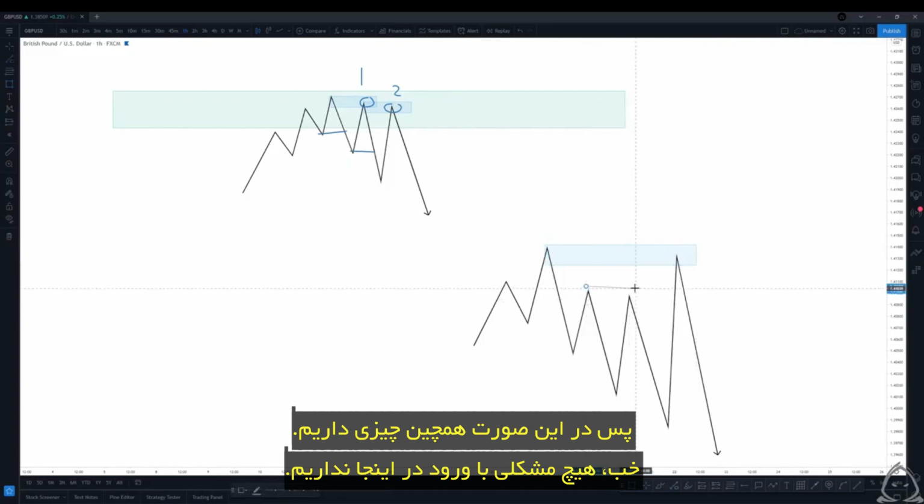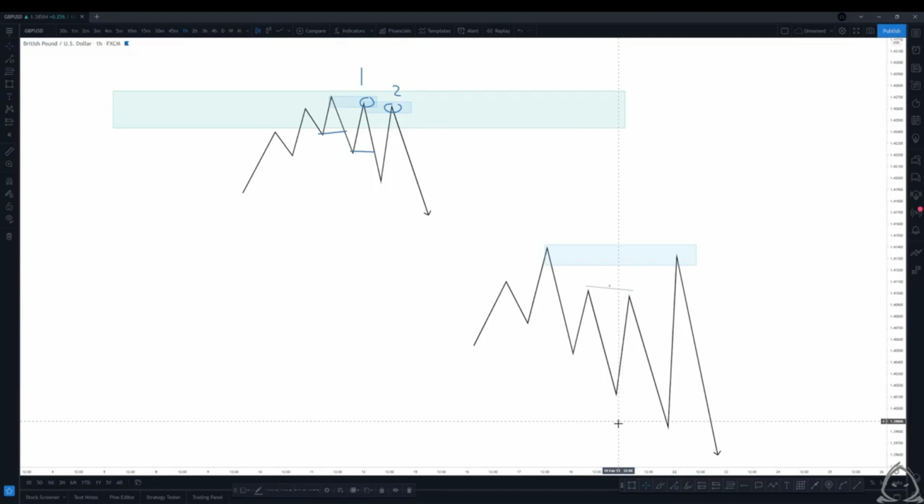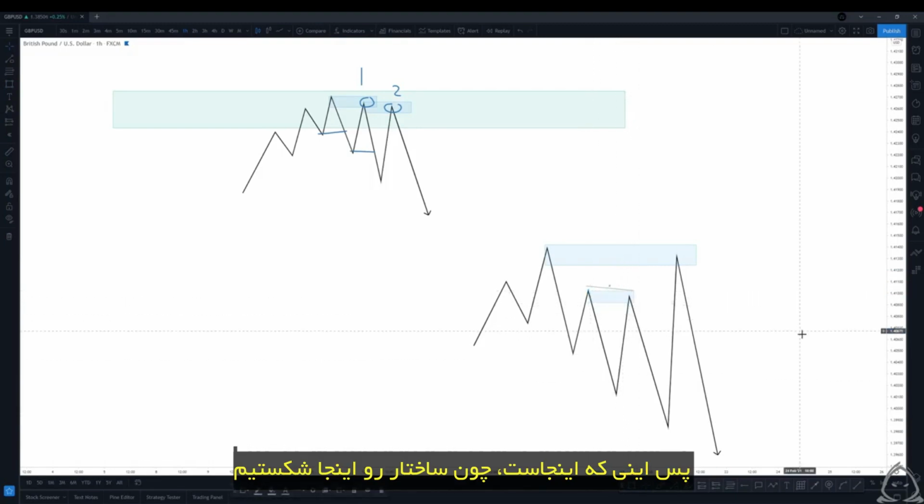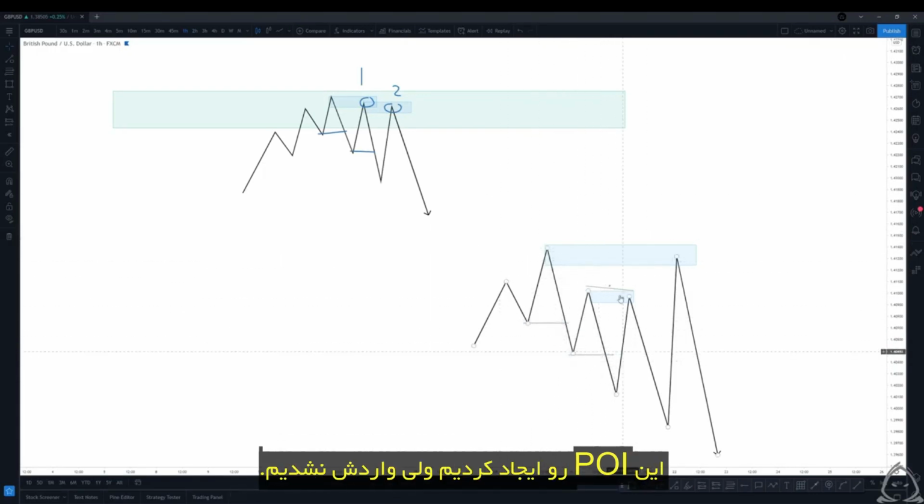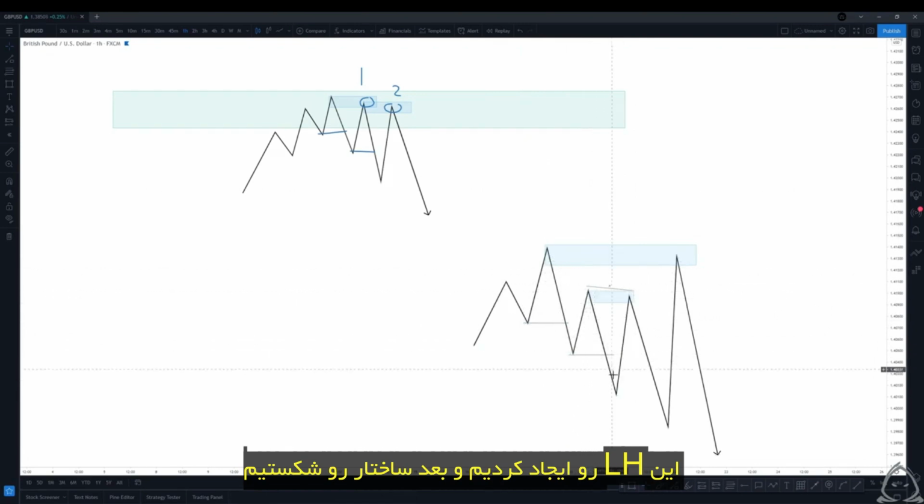There's nothing wrong with taking this entry right here, because we broke structure here. So our initial break of structure was here. We created this point of interest, but we didn't tap into it. We created this lower high, and then we broke structure.